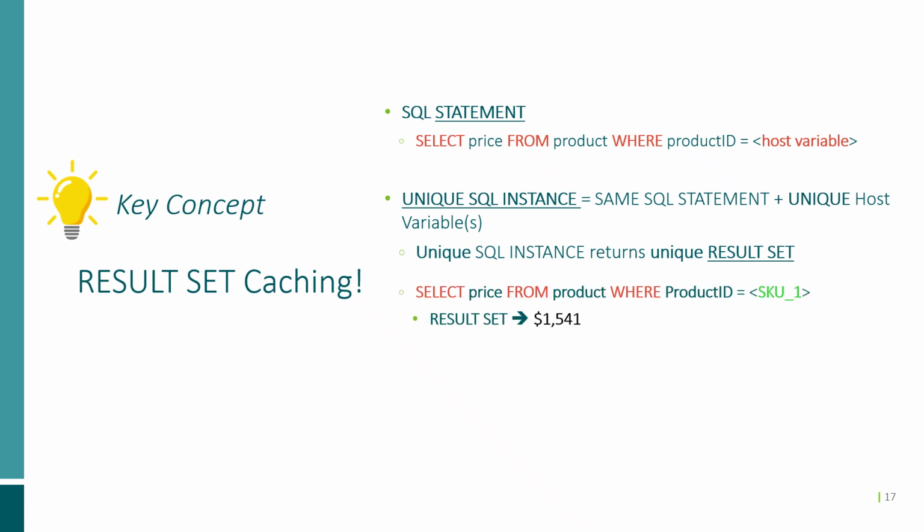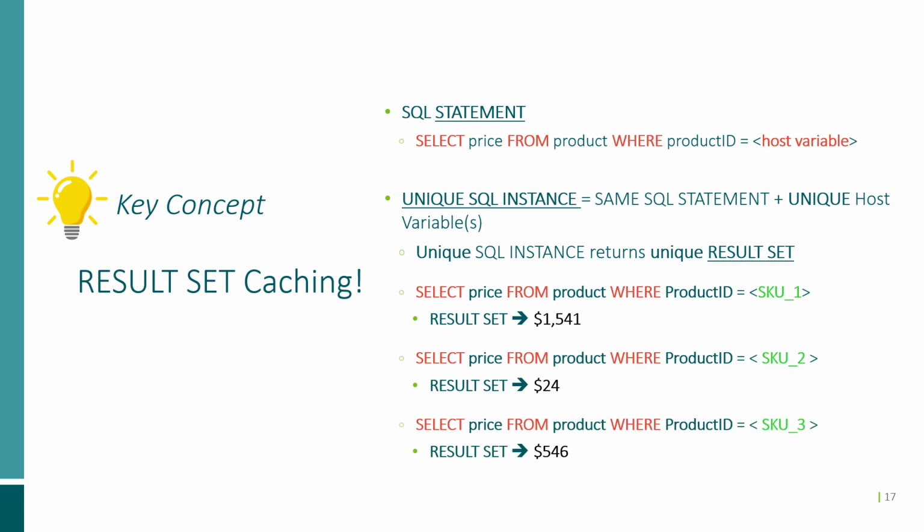Let's take a few examples. Select price from product where product ID equals SKU1, result set equals $1,541. SKU2, result set equals $24. SKU3, result set equals $546. The result sets are what we are caching.